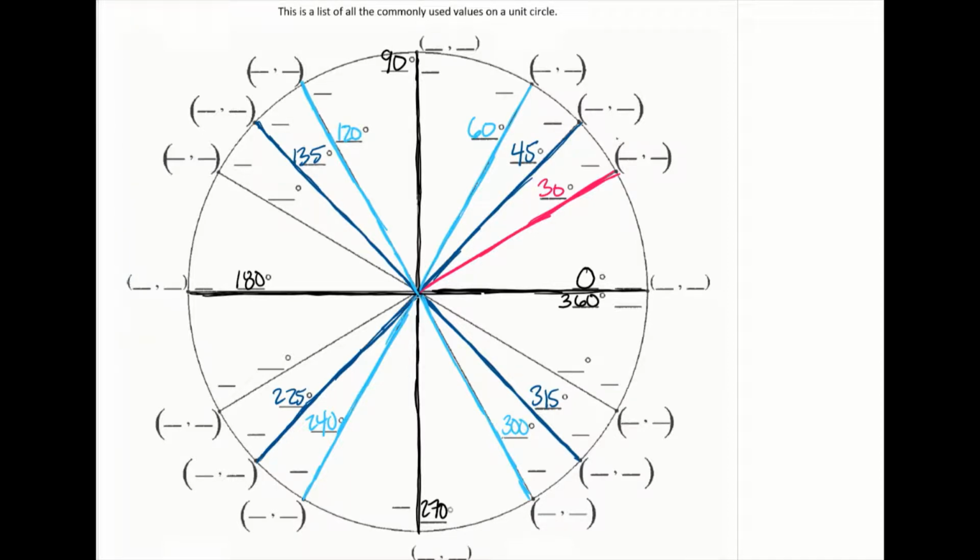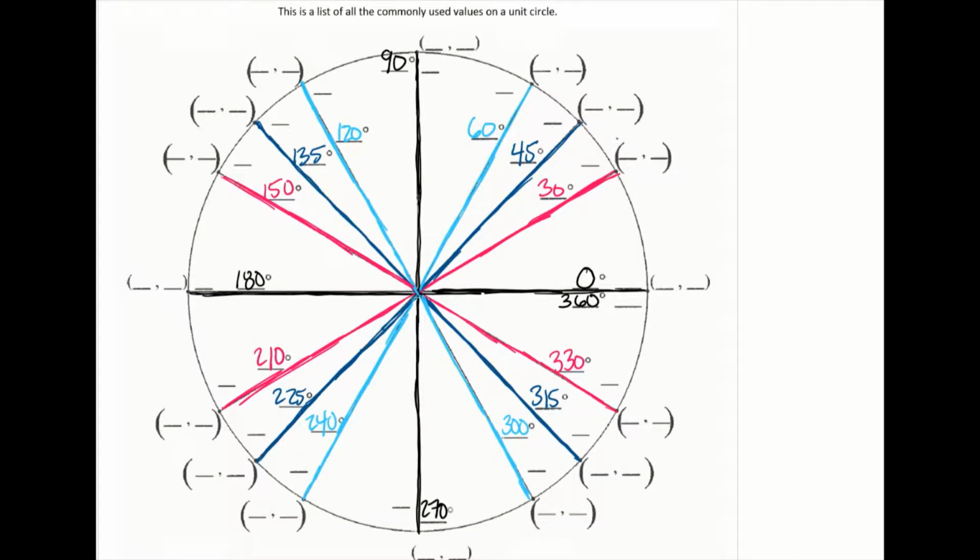120 plus 30 is 150. 150 plus 30 is 180. 180 plus 30 is 210. 210 plus 30 is 240. Oh, I need to color the lines. 240 plus 30 is 270. 270 plus 30 is 300. And then 300 plus 30 is going to be 330.